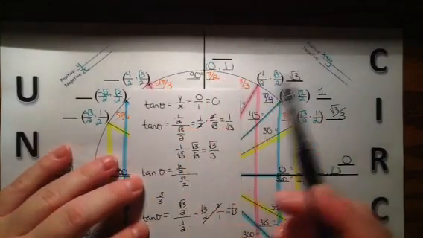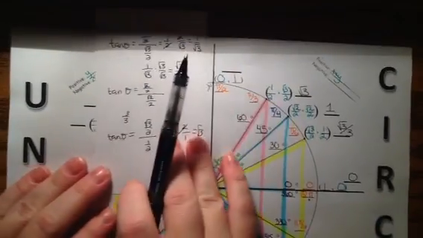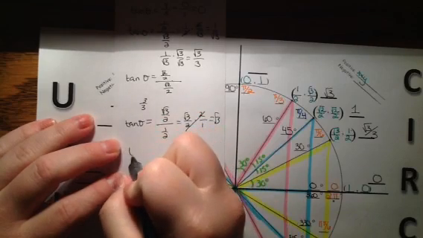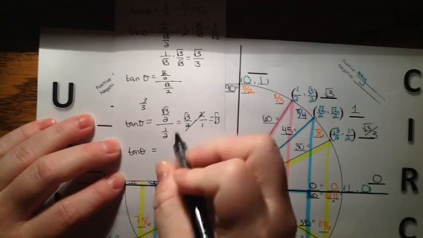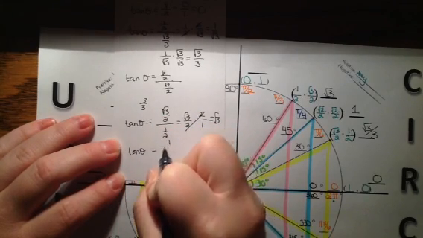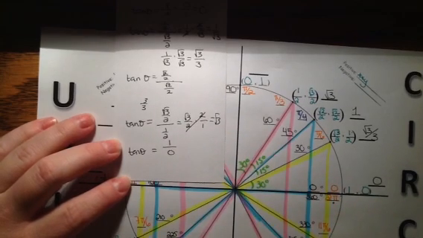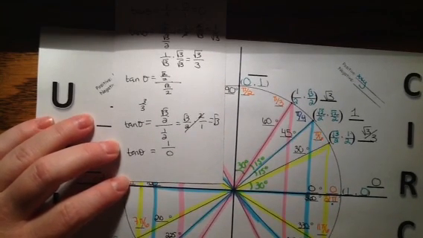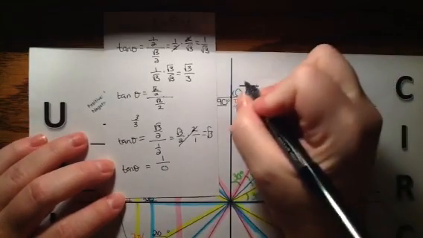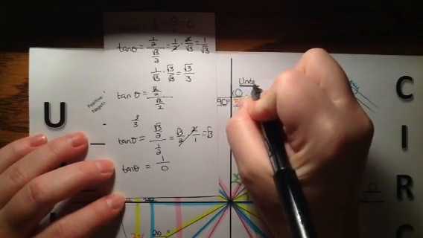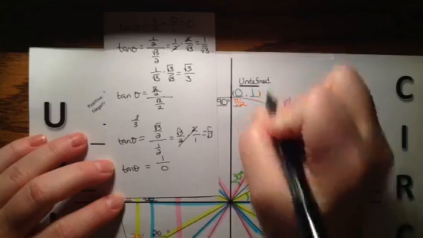And then up top, we have to do it one more time. So up top, we're going to do tangent of theta equals y, which is 1, divided by x, which is 0. And we cannot ever in math divide by 0. So up here, tangent is undefined.